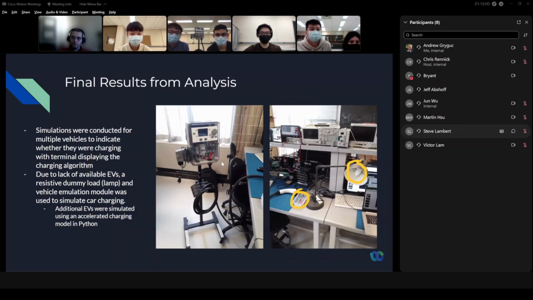The final simulations are conducted for multiple vehicles to indicate whether the cars were charging, with the terminal displaying, as you can see right here, at least one of the cars connected to the charger. Due to the lack of available EVs, since we aren't actually charging any actual cars, we've used the lamp here on the right side to simulate a car being charged. If we are sending current through the electric vehicle charger, the lamp will turn on. And then we use an accelerated charging model in Python to simulate the other electric vehicles and so forth.